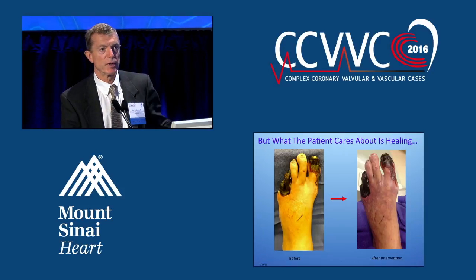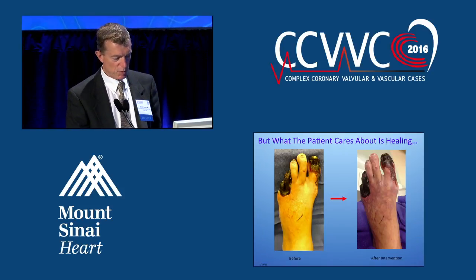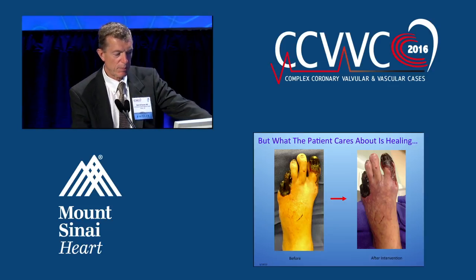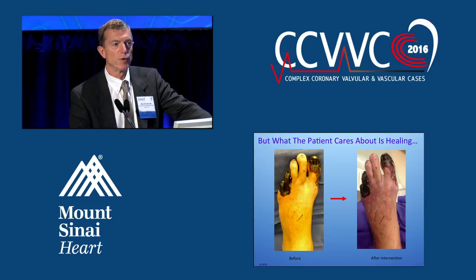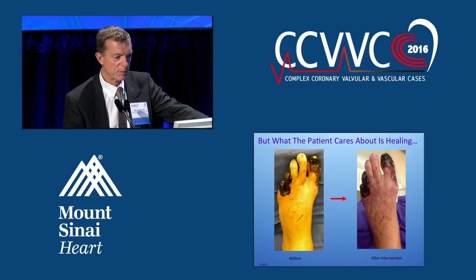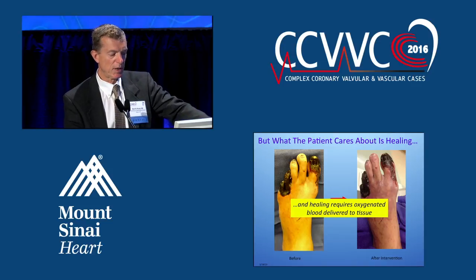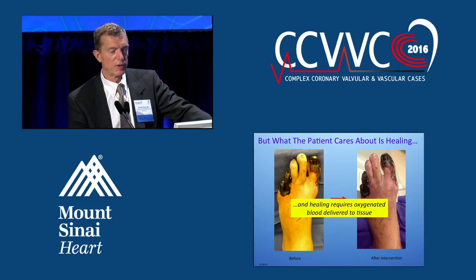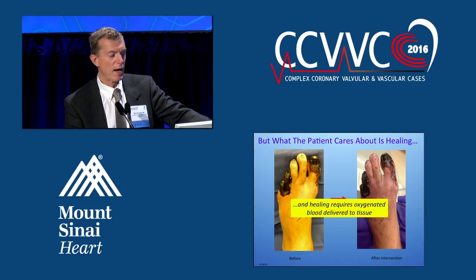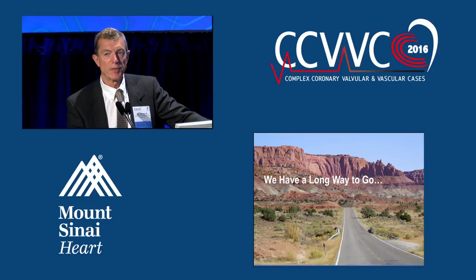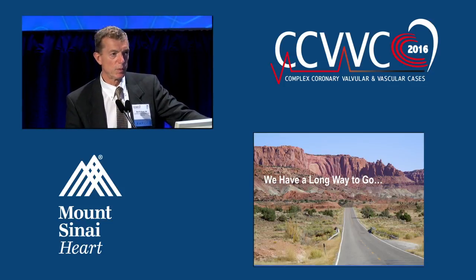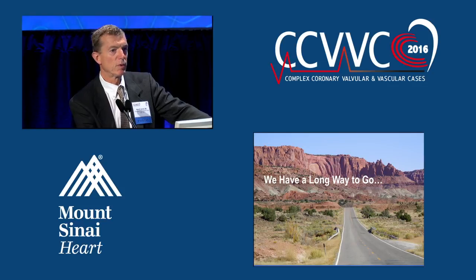But what the patient really cares about, this is the patient whose angiograms were just shown, is whether or not that foot heals, and if they have to have some tissue taken off, what's the minimal amount of tissue that can be taken off. And essentially that's a question of how do you get oxygenated blood delivered to the tissue, and how do you measure that?